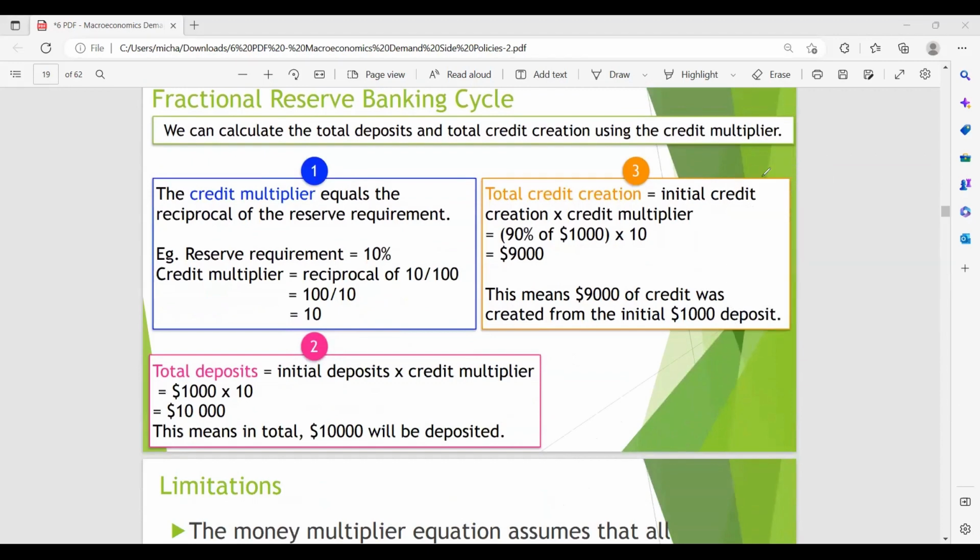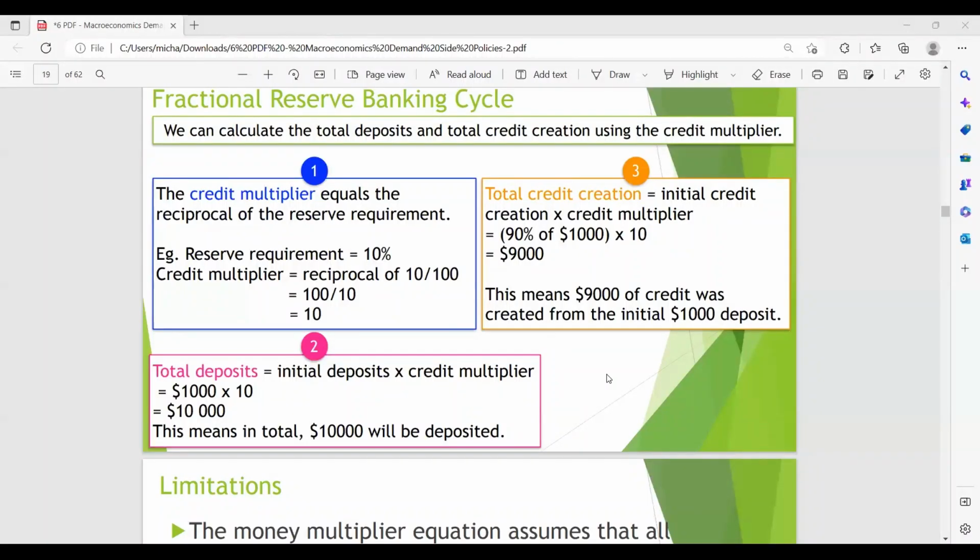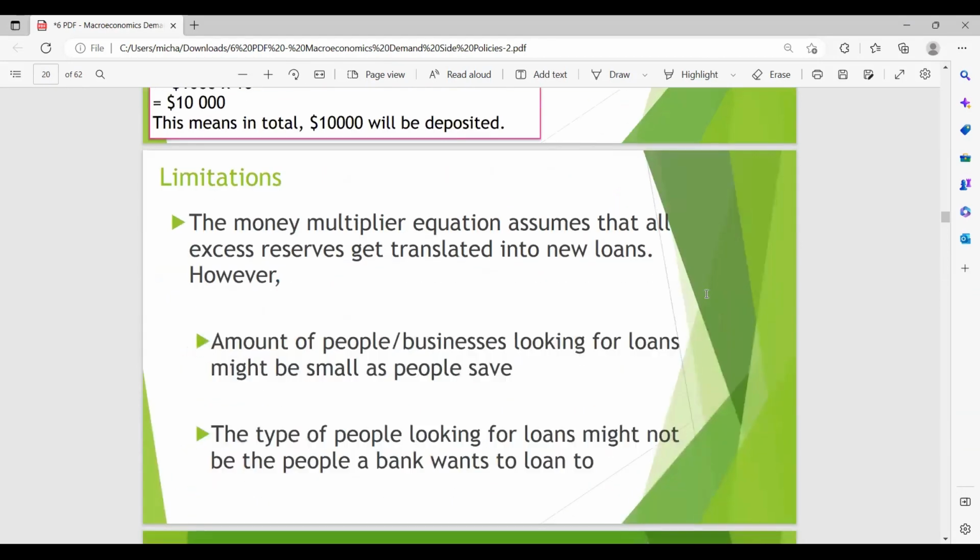In this case, we can calculate total deposits and total credit creation using the credit multiplier. For the quizzes for this course, we won't do the mathematics like this. Don't worry, we won't have calculations like this in the course. This is more for just showing how it works. The credit multiplier is the amount of money created from deposits. These multipliers show what's created by deposits.